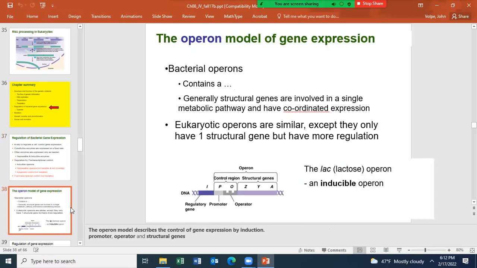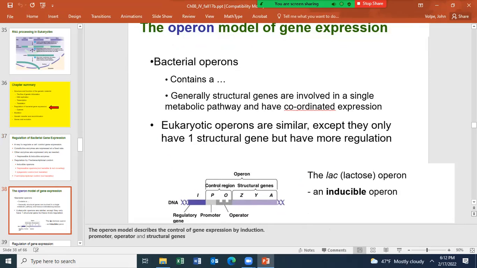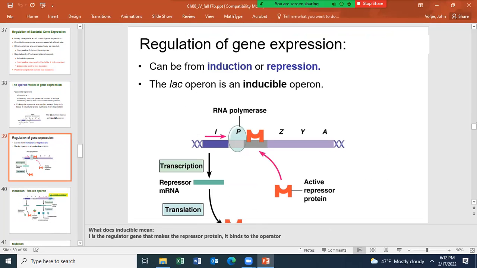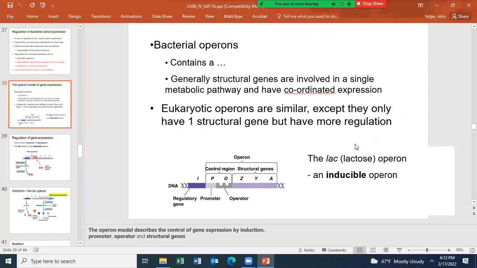How the cell does that is with a bacterial operon. An operon can be thought of as a supergene. It does contain the structural gene of interest. And normally when we talk about a gene, we're talking about a structural gene. A structural gene is specifically what we're talking about. Like in this case, Z codes for the enzyme lactase. If we're talking about the blue-eyed human gene, we're talking about a structural gene. Any questions there?